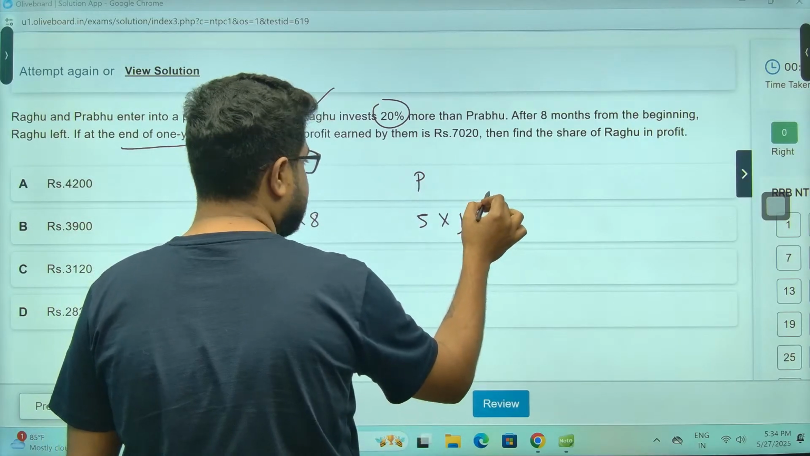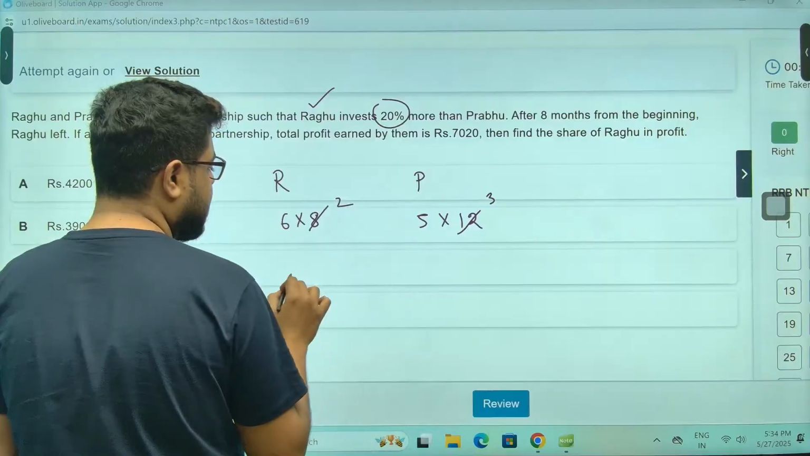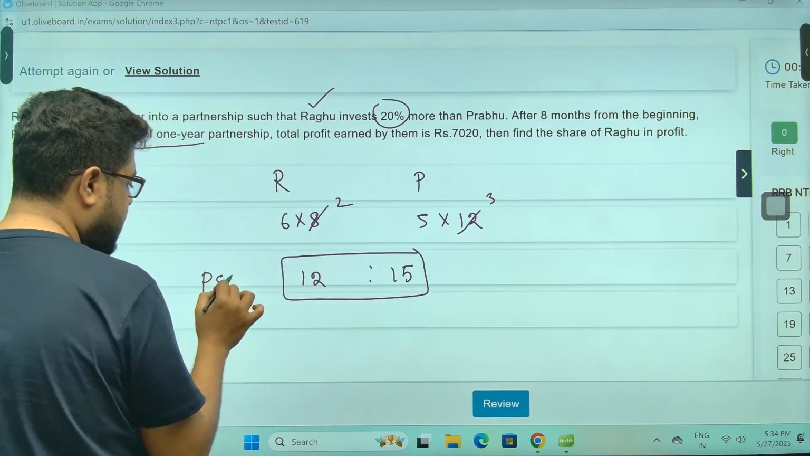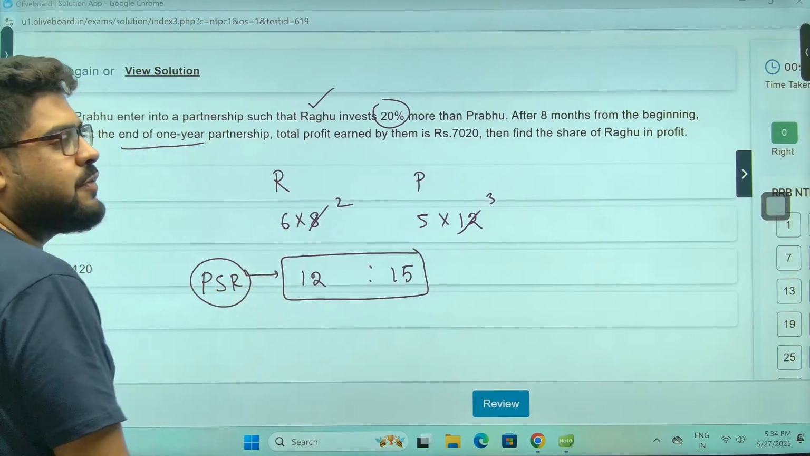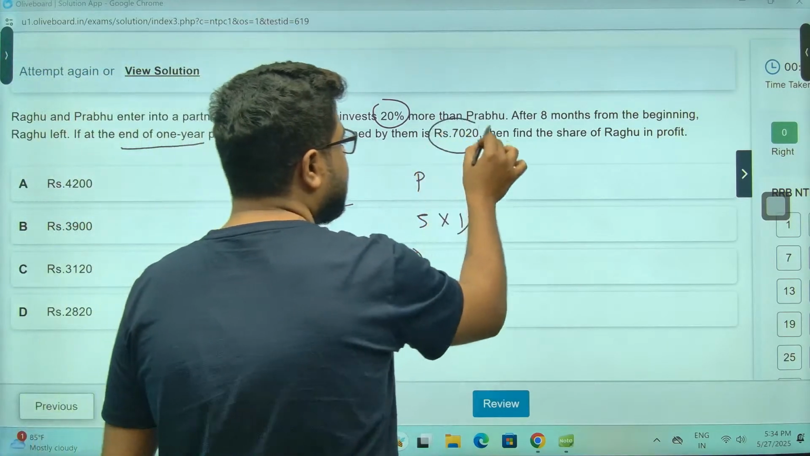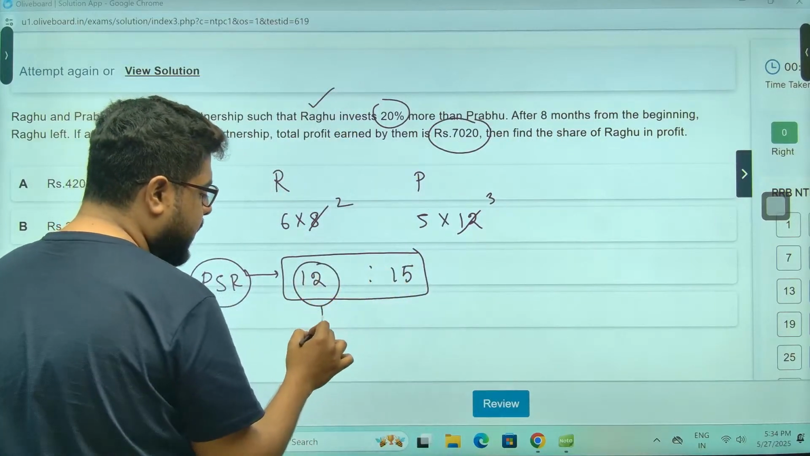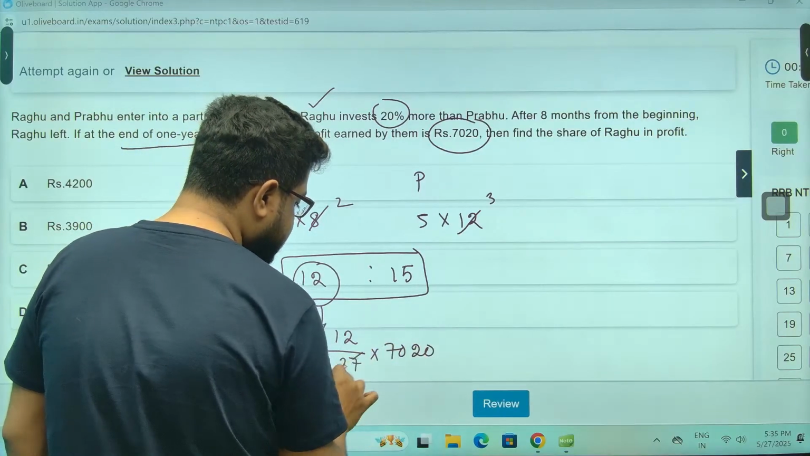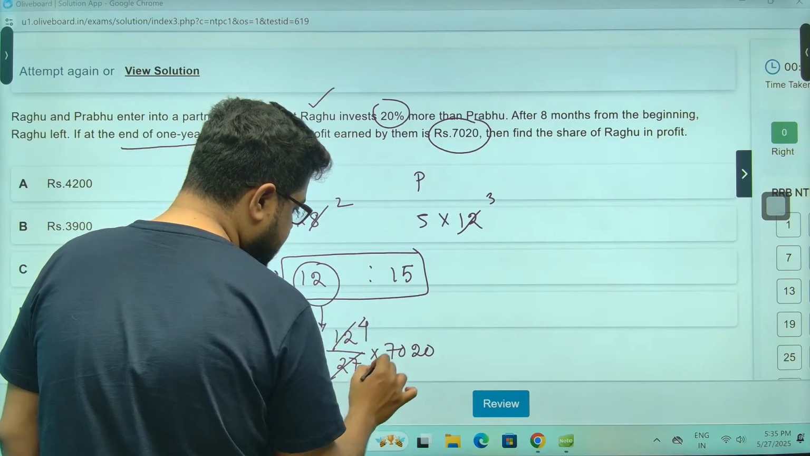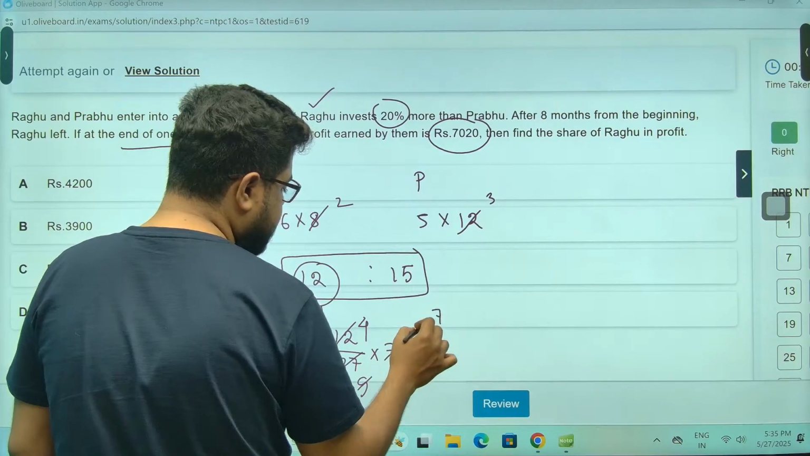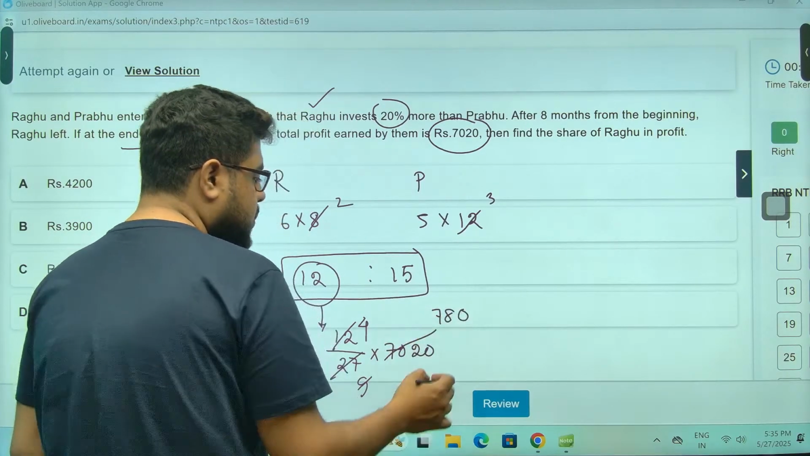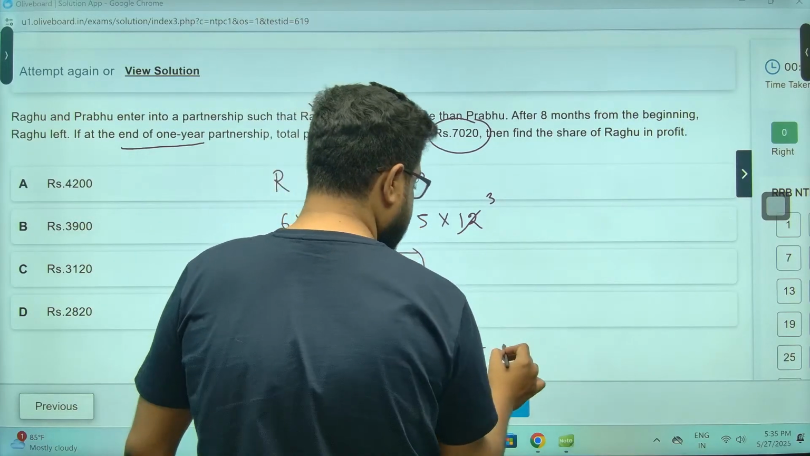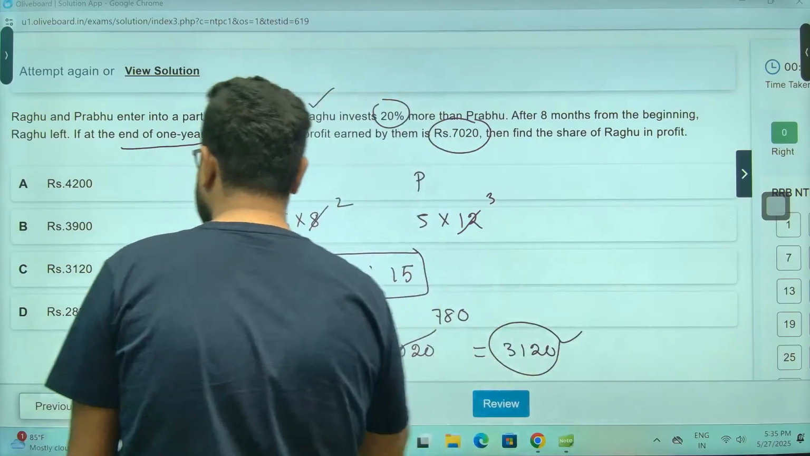For 6, 4 threes are this, 4 twos are this. Nothing else. 12 ratio 15, it will be the PSR, profit sharing ratio, sir. Now the total is this. Raghu will get 12 parts out of the total 27 parts of 7020. 3 fours are this, 3 nines are this, 7 nines are 63, 72, 8 nines are this. So 78 into 4, 320 minus 8, 312. That's the answer, option C.